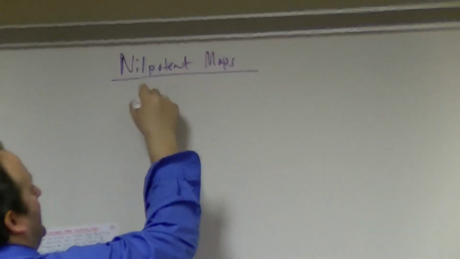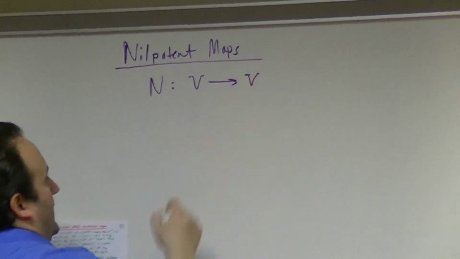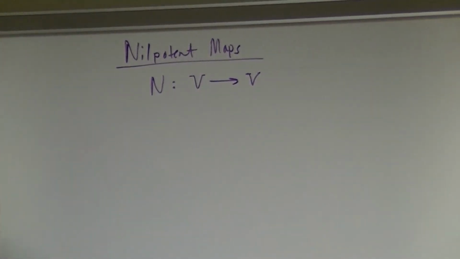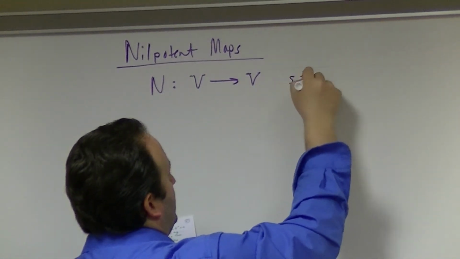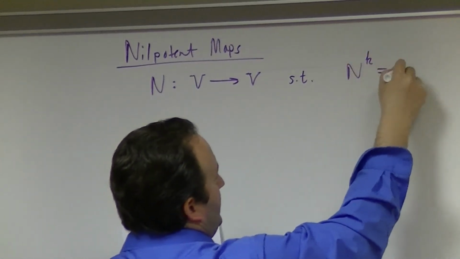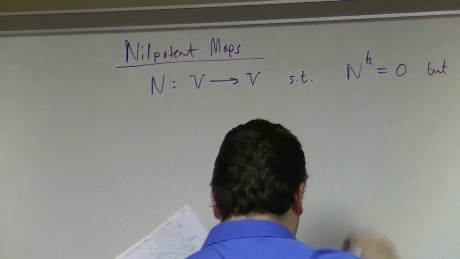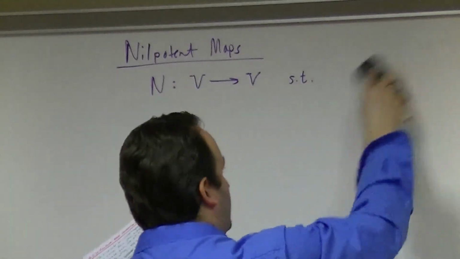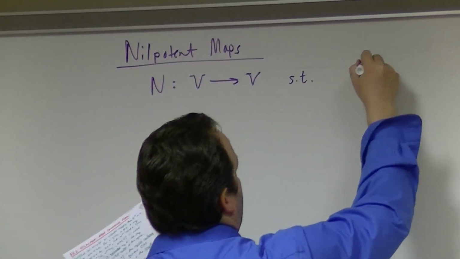So again, we let N go from V to V. And he argues basically that, such that N to the k is equal to 0, but, oh, I'm sorry, that's wrong. Sorry, guys. Let's say such that N to the n is equal to 0.